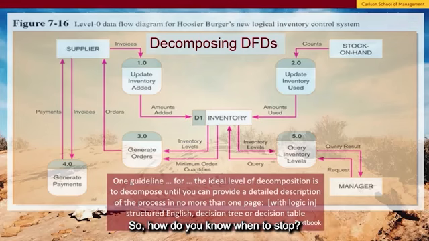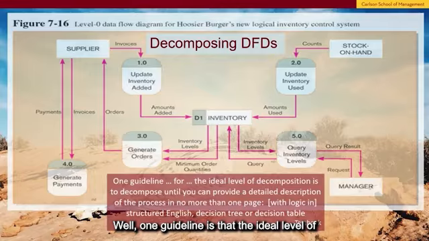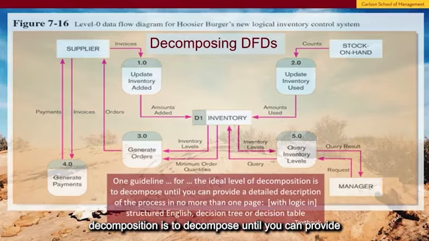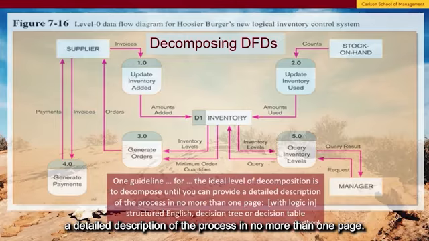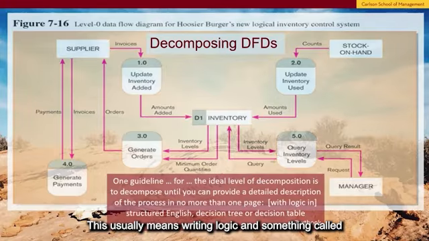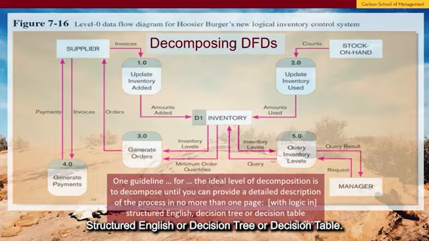So how do you know when to stop? Well, one guideline is that the ideal level of decomposition is to decompose until you can provide a detailed description of the process in no more than one page. This usually means writing logic in something called structured English, or a decision tree or decision table.